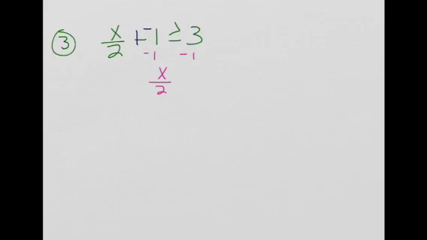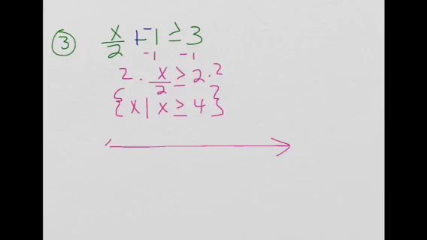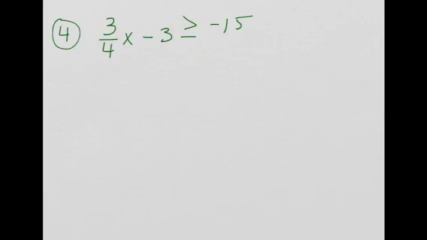X divided by 2 is greater than or equal to 2. This is division, so we're going to multiply both sides by 2. So x is going to be greater than or equal to 4. Put that into set builder notation. Oops, let's fix that set builder notation a little bit. And now we're going to graph. So we have 0, negative 1, 4, closed-in circle, x is greater than or equal to 4.